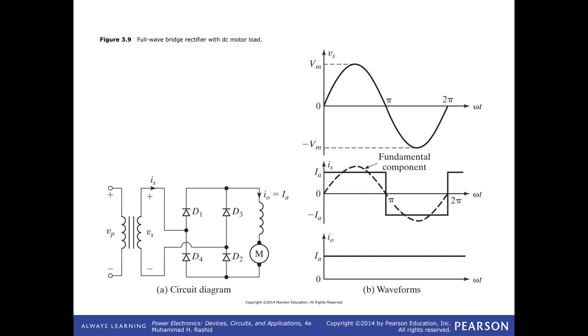Power factor is equal to real power over apparent power. In other words, power S is approximately equal to power DC. So IDC times VDC.